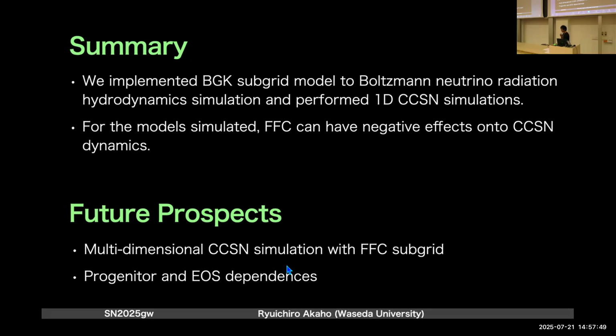And for future prospects, we all know that supernova is a multidimensional phenomenon, so we need to do multidimensional simulations. Since we are already doing a series of non-FFC models in 2D, we can probably start from the point where the FFI appears and see how FFC affects the supernova dynamics. And that's all for my presentation.